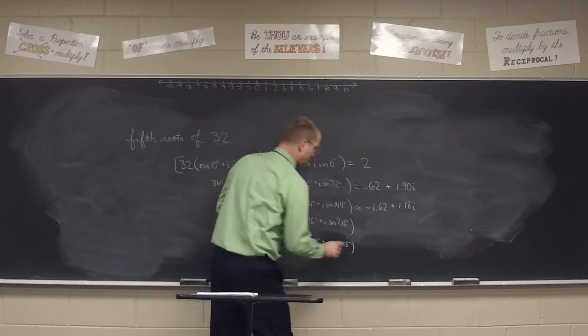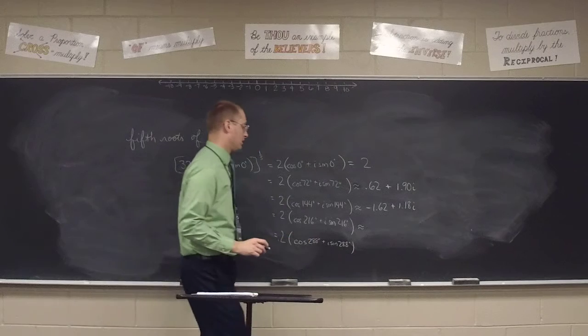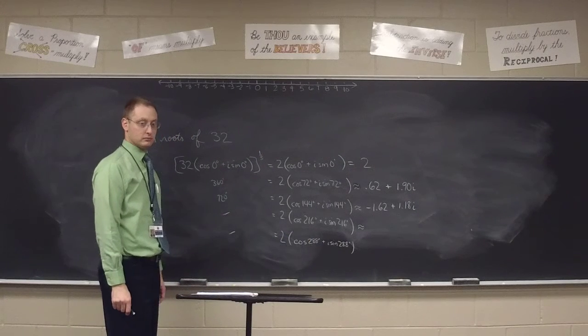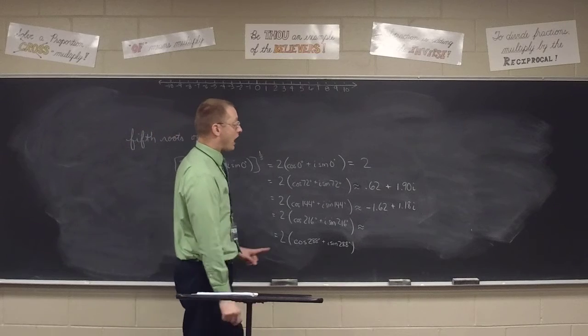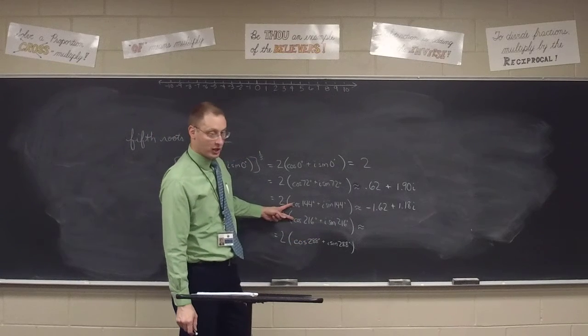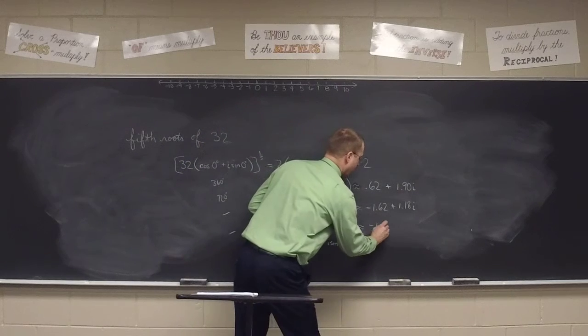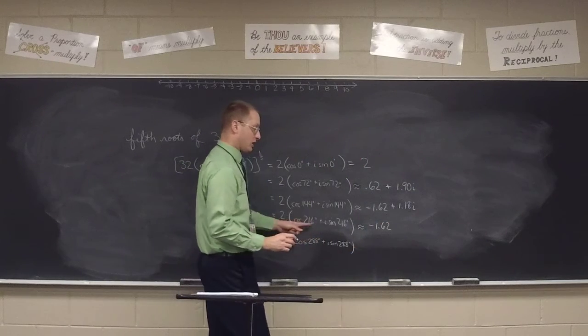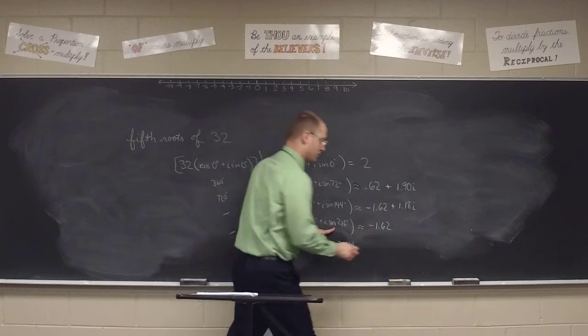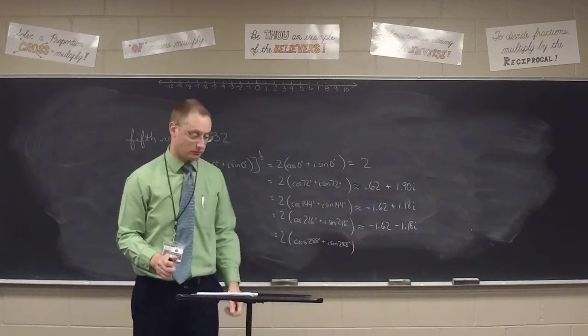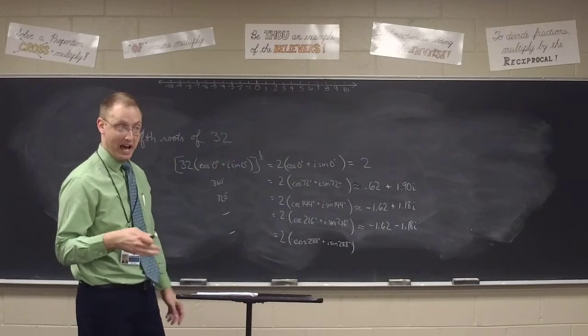All right, now let's do the 216. Negative 1.62. Now do you realize that means these two share a reference angle? So I don't even need to recalculate the next one. Negative 1.62, quadrant 3, cosine's negative. Sine's going to be negative this time. Negative 1.18 I. Do you see we're still recognizing patterns?